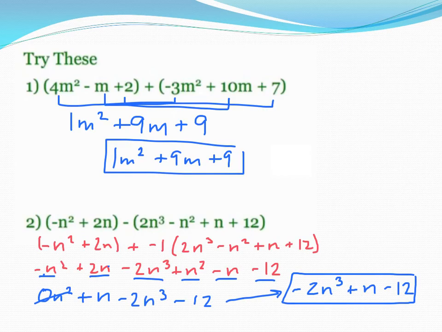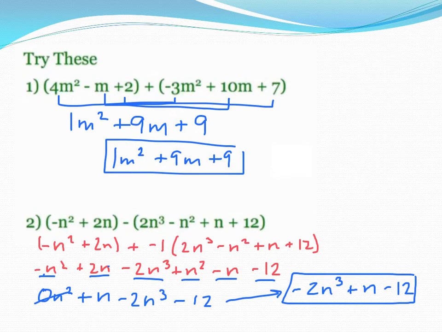All right, let's take a look at what we have. So the number 1, simple addition. Okay, all we do with addition is combine like terms. So I have m to the second power, 4 and minus 3. That's going to give me 1. Negative m, 10n. 10 minus 1 is 9. And 2 and 7, 2 plus 7 is 9. So simply, this one easy. 1m squared plus 9m plus 9.